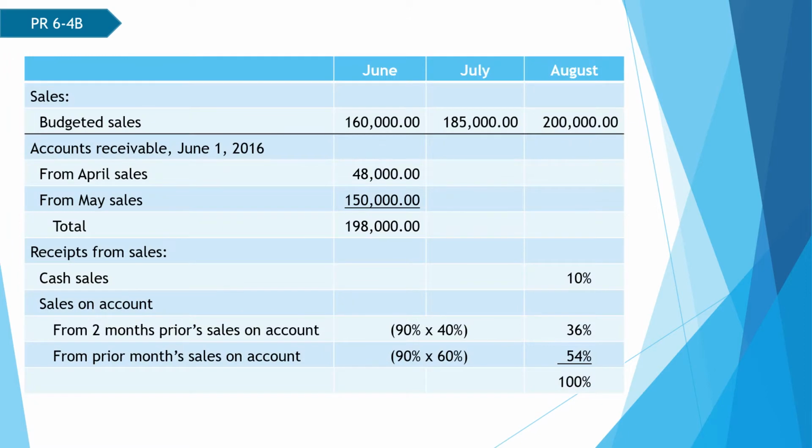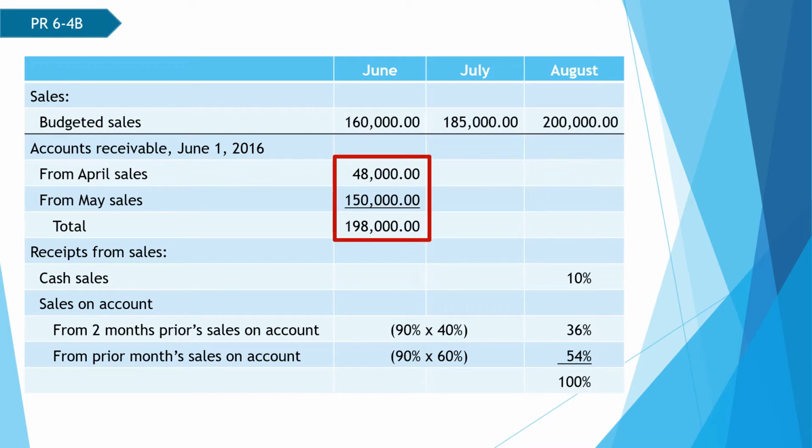Using the figures given in the problem, we will first put together the data needed to compute the estimated cash receipt section and create a schedule of collections from sales. The budgeted sales of Mercury Shoes Inc. are $160,000 for June, $185,000 for July, and $200,000 for August.